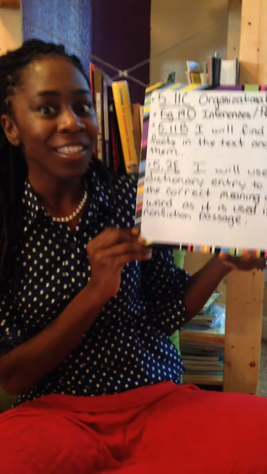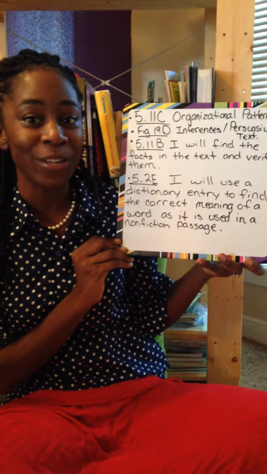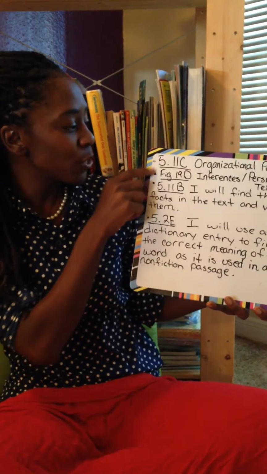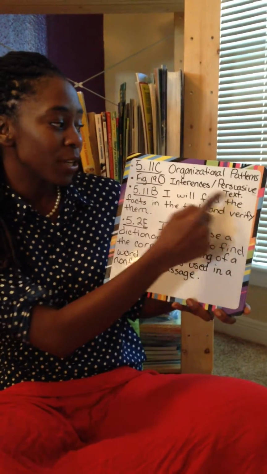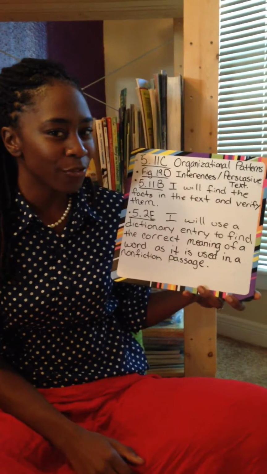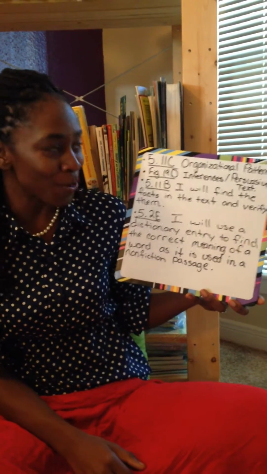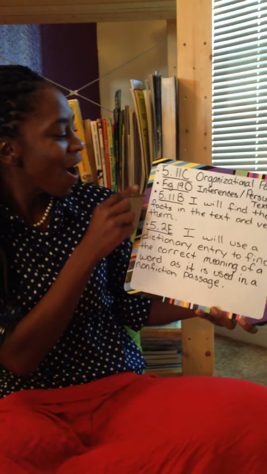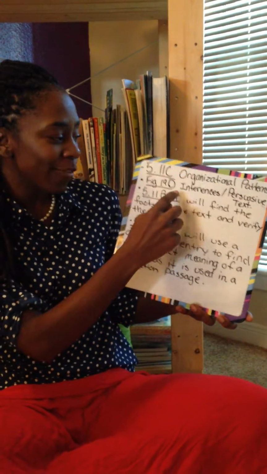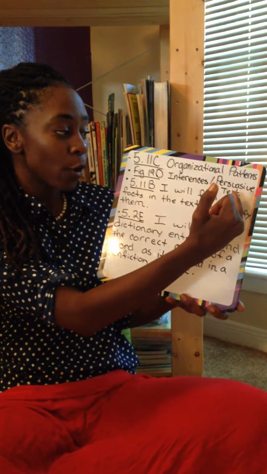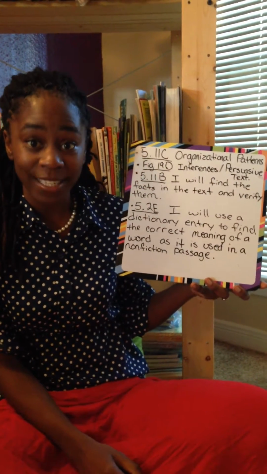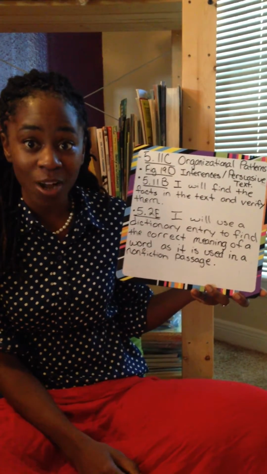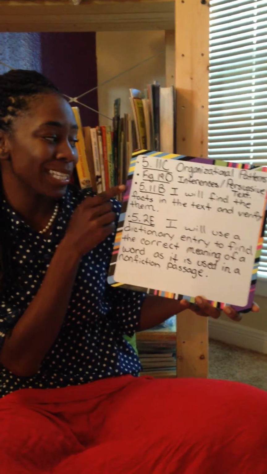These are objectives for this next coming week, October 20th. These first two are a review from last week. 5.11c, we're talking about organizational patterns. Remember all those different types of organizational patterns that you use as a writer. Also, figure 19d, inferences. Remember, we're focusing on persuasive text, and remember that your persuasive essays about cereal are due on Thursday. Don't forget, it's important.